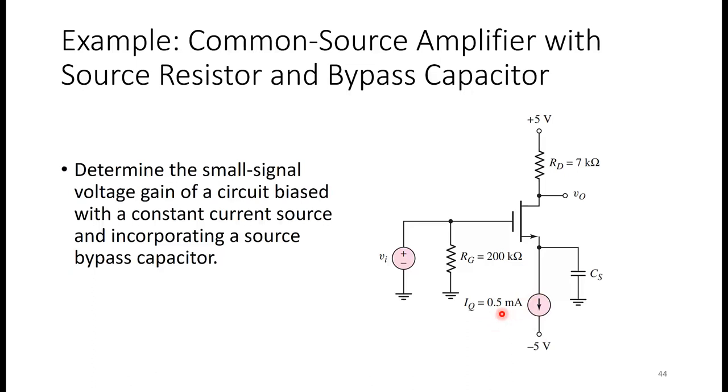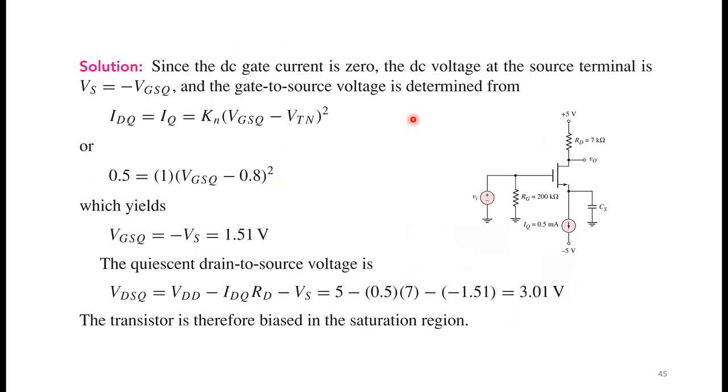Okay, so now let's start with the DC analysis. Since the DC gate current is zero, the voltage drop across RG is going to be zero. Why? Because of Ohm's law, V equals IR. So if I is zero, V is going to be 0 times RG, so it's going to be 0. And this end of the terminal here is also at ground, which means VG is going to be 0. So if I want to find VGS, VGS is VG minus VS. I'm going to have this expression: VGS is going to be negative VS.